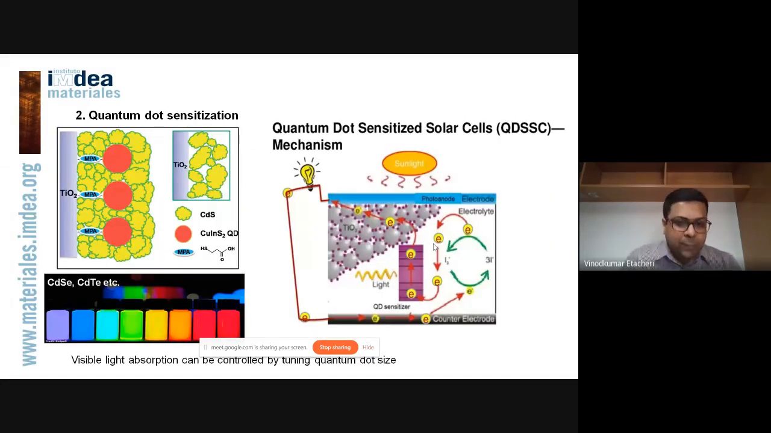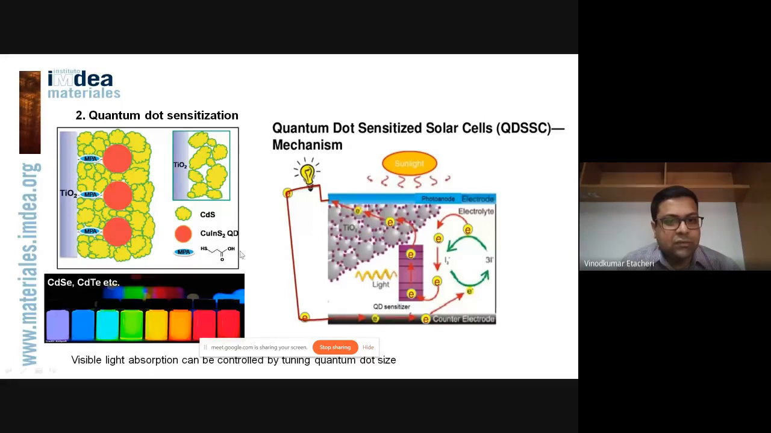Similar to dyes, the dyes are not chemically very stable. So one of the recently developed methods is quantum dot sensitization. In this method, it is simple: we replace dye with quantum dots. The quantum dots could be cadmium selenide, cadmium telluride, any kind of quantum dots, just replacing dyes with quantum dots. And the quantum dots can be anchored on TiO2 through special chemical bonds.